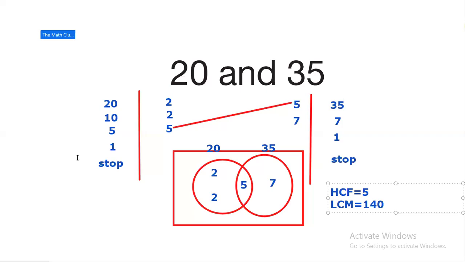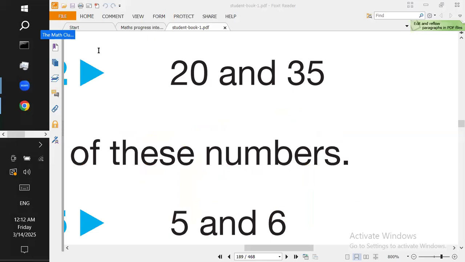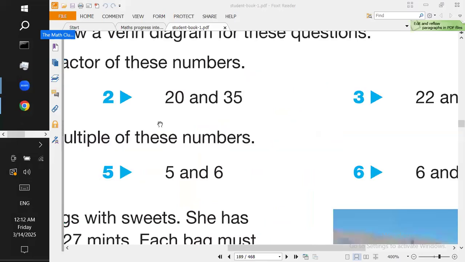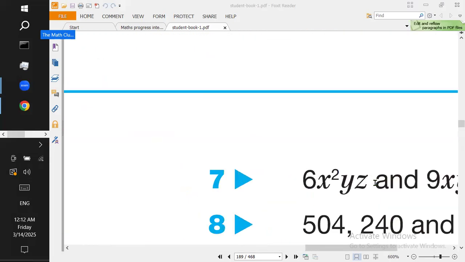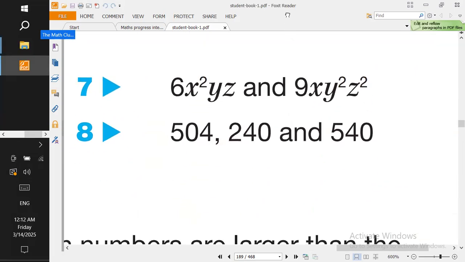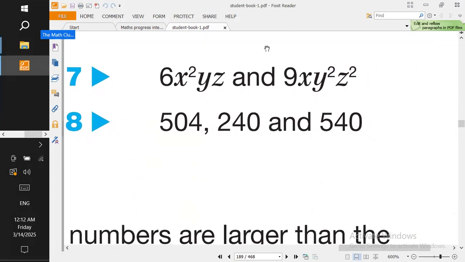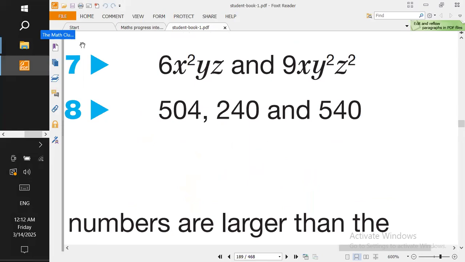Now let's move on to the next part of the lesson here. We have finding the HCF and LCM for values like this. For example, we have this value here, 7. Let's do it. This one has the same idea. You can use a Venn diagram to find HCF and LCM for these values. Let's cover this.